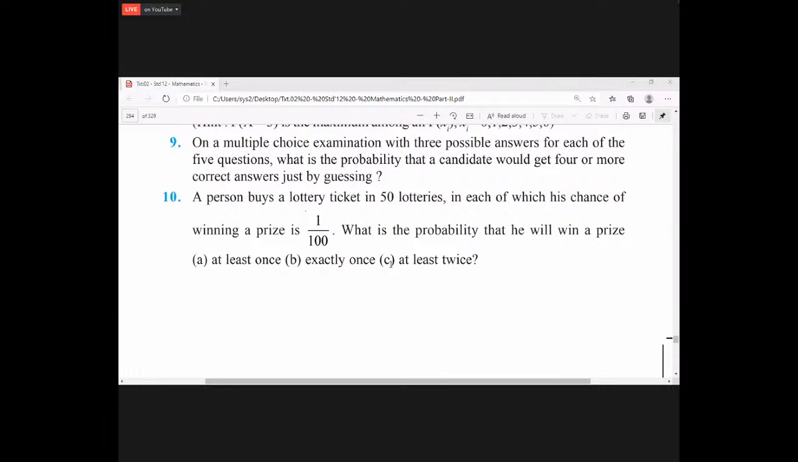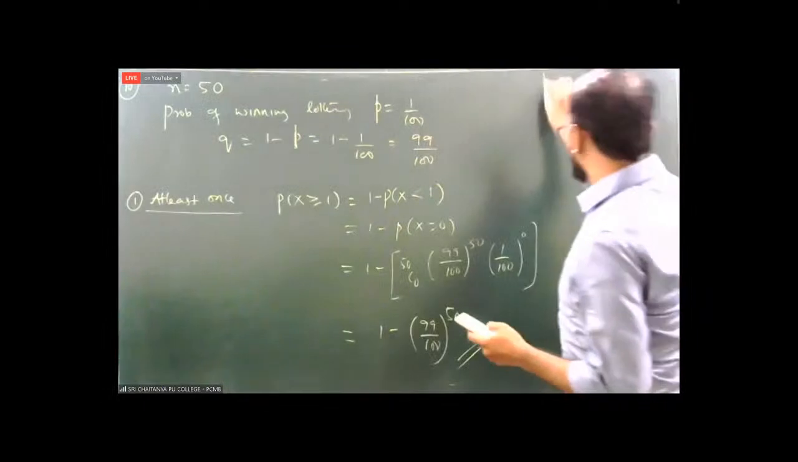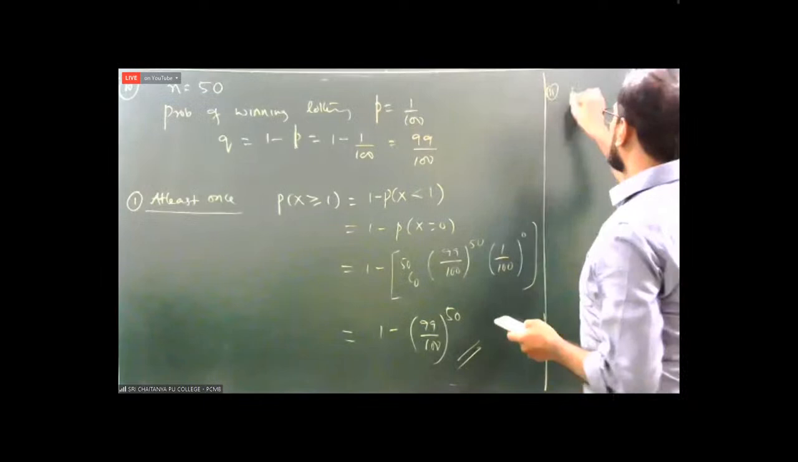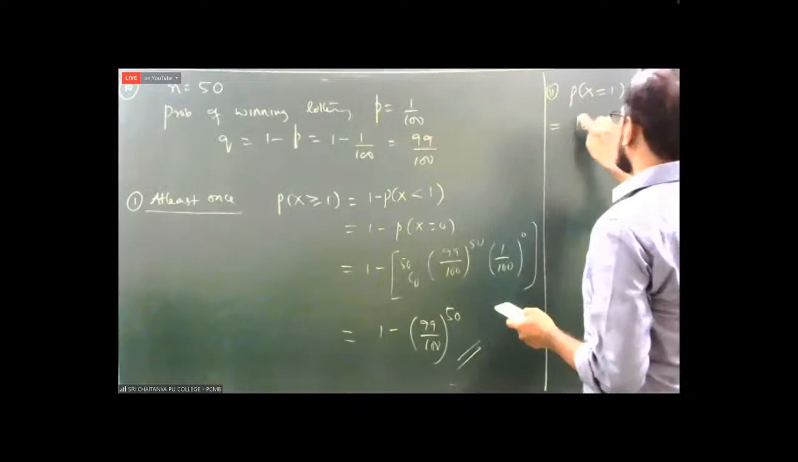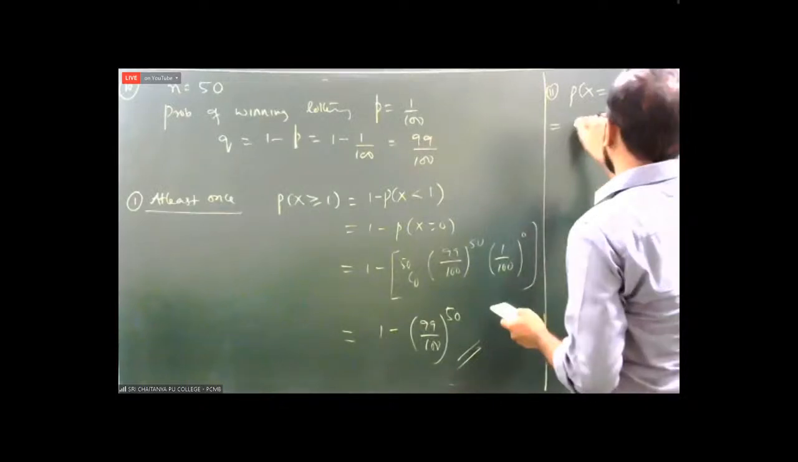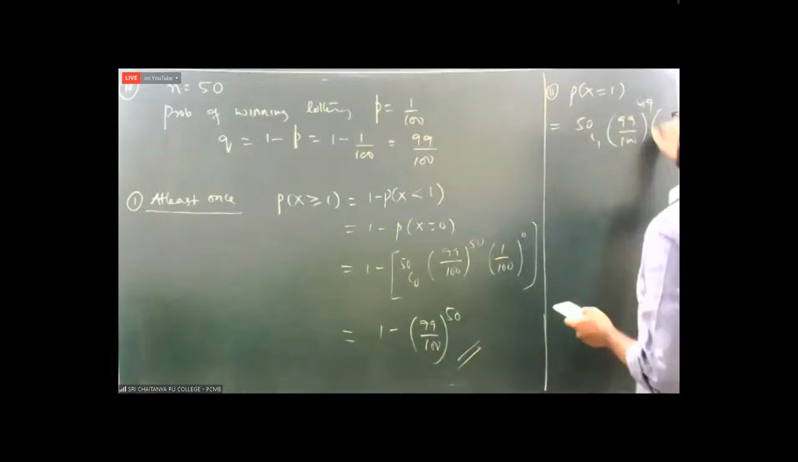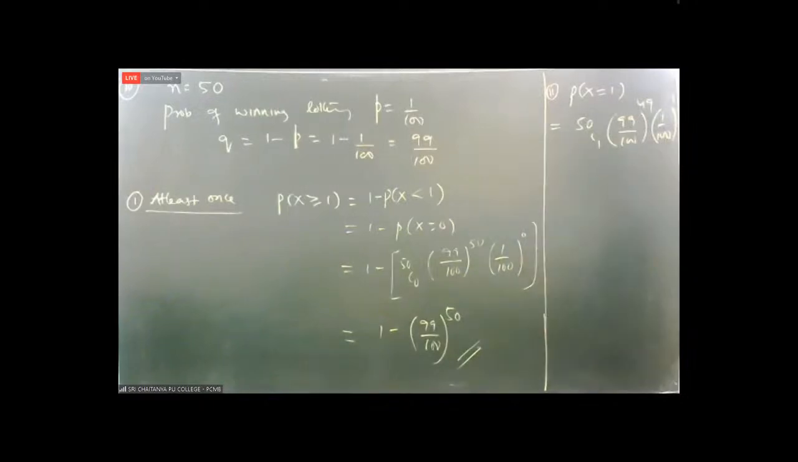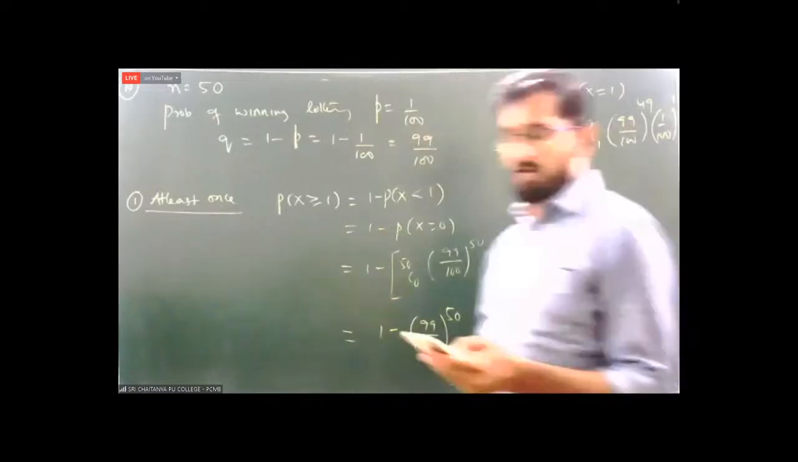And the second problem has been given as exactly once. That means P of x is equal to 1 is equal to 50 C1 into q to the power of 50 minus 1 into p to the power of 1. Simplifying this, you are going to get the answer. Now, at least twice. So, copy these two first of all. Afterwards, I will do the third problem.